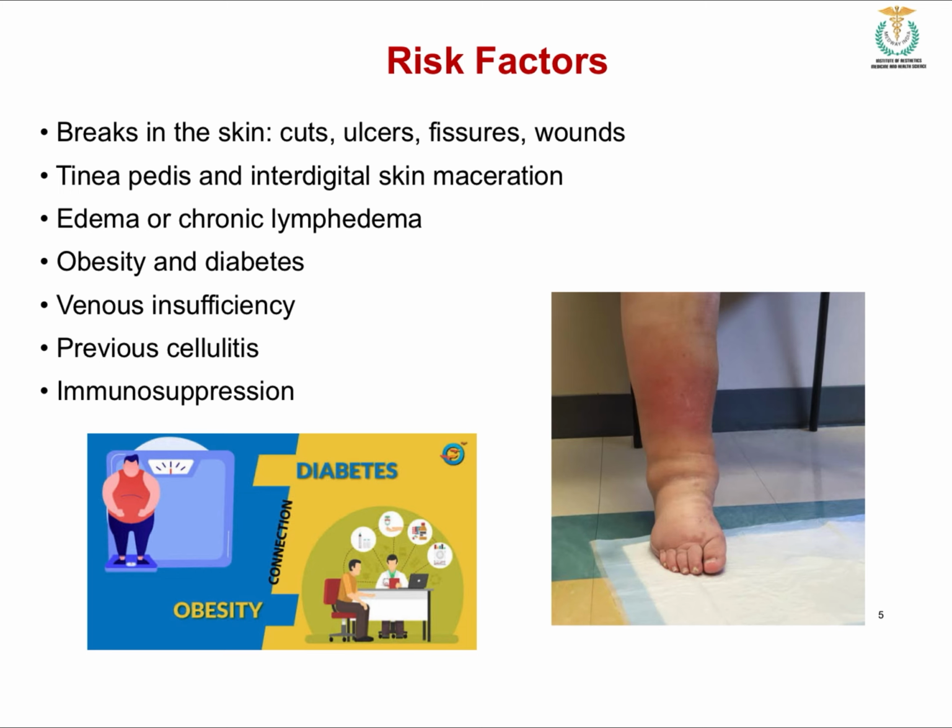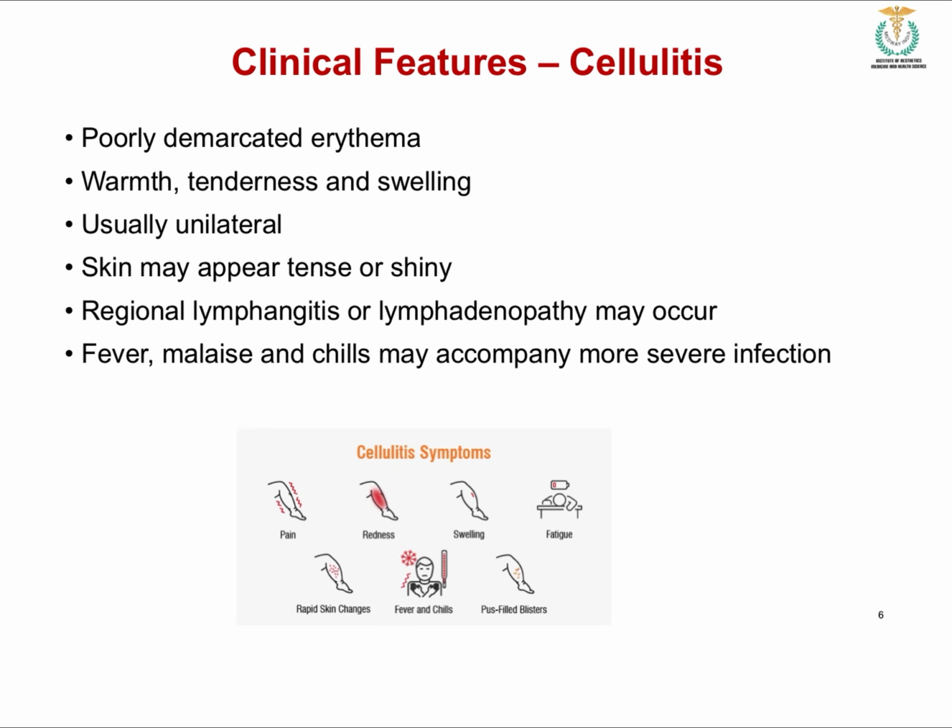Moving on to the clinical features of cellulitis. Cellulitis typically produces an area of poorly demarcated erythema. The affected skin is warm, swollen, and tender. The infection usually affects one limb rather than both sides. The skin may become very tense or shiny because of the edema, and the patient may also have lymphangitis or enlarged regional lymph nodes.